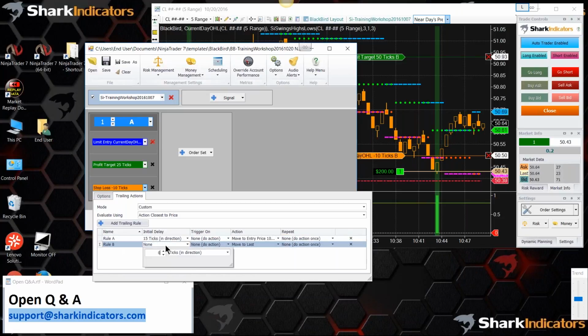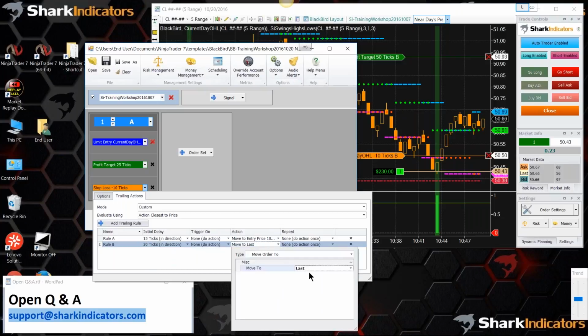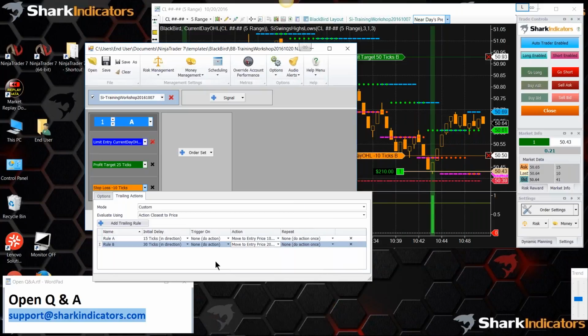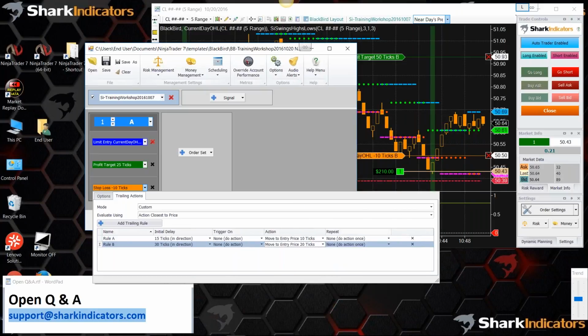And then for rule B, we're going to wait for 30 ticks in profit. But this time we're going to move it up 20 ticks from the entry price. Let's stretch this out so we can see that action there. All right.